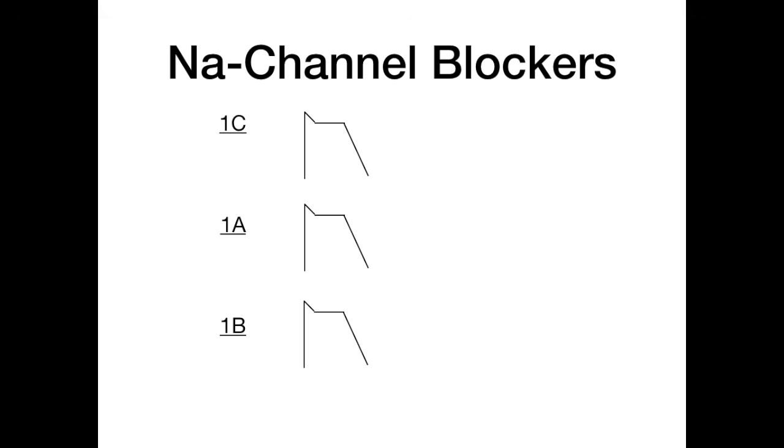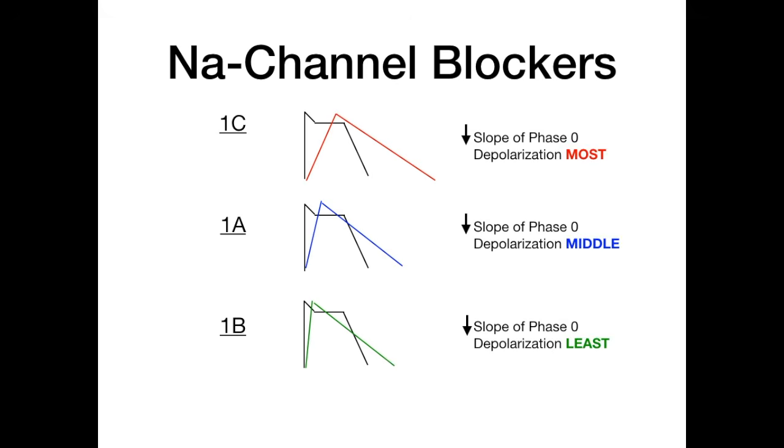And this will repeat, etc., etc. So that is what we're looking at right now. These are normal cardiac action potentials. And what I'm going to do is use 3 different colors to show you how subtype 1C, 1A, and 1B antiarrhythmics will change the action potentials.